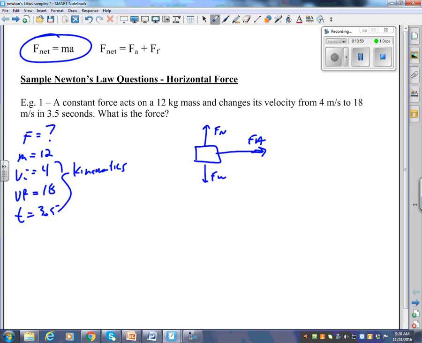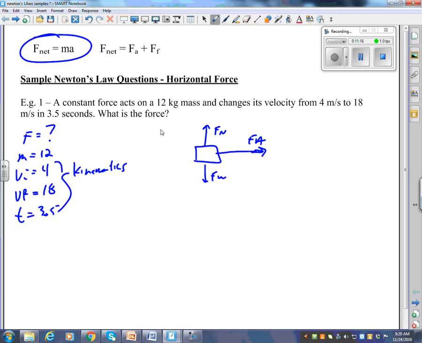Are they balanced? They are. Do they contribute at all to the motion of this object? No. They're just balanced, and they make sure that it doesn't go up or down, right? So basically they are useless. They don't do anything. So we're going to get rid of them.